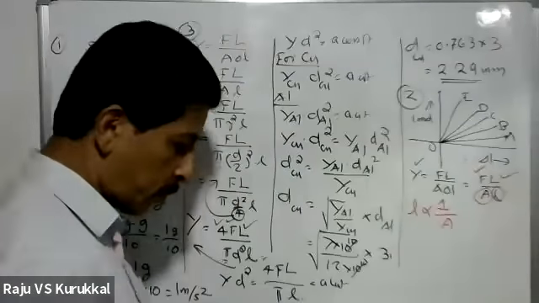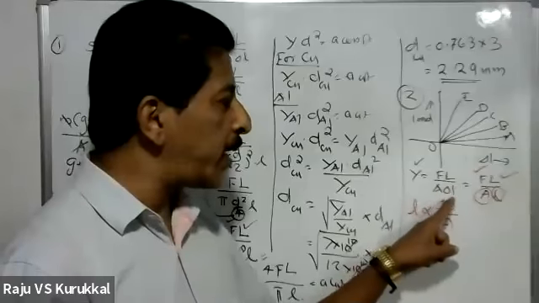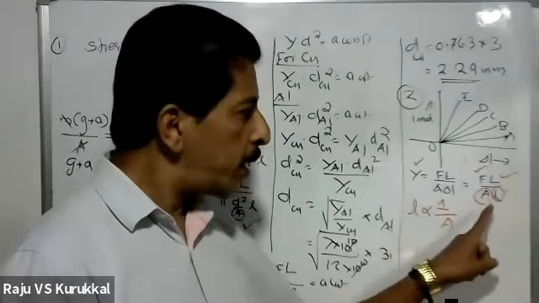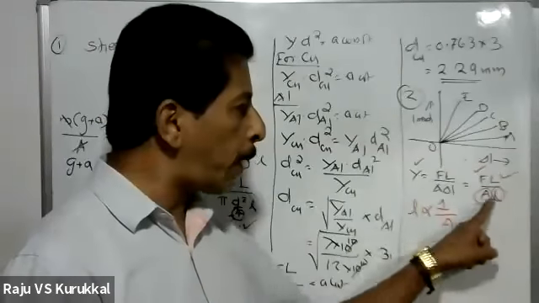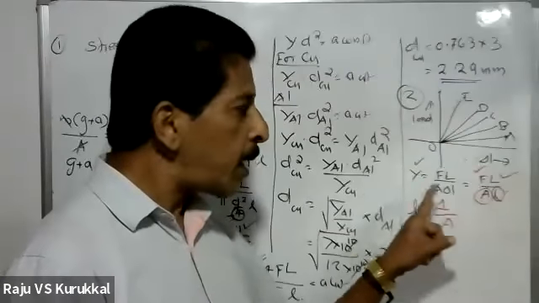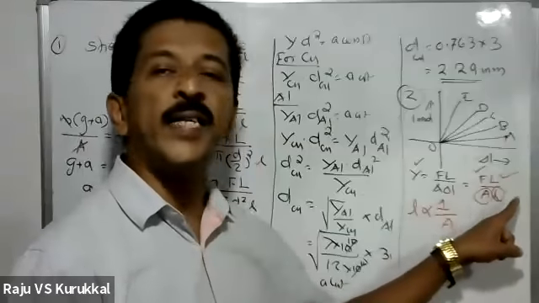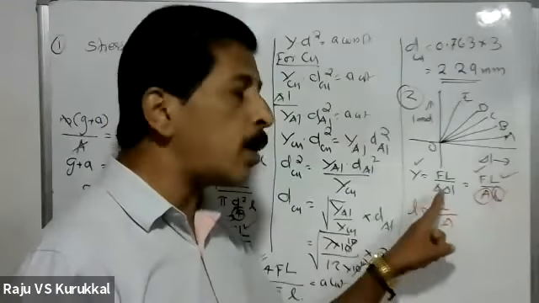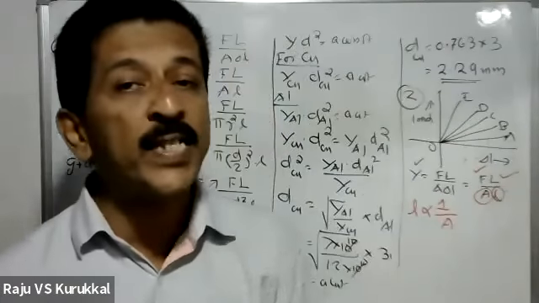ഇതാണ് ഇമ്പോർട്ടന്റ്. From this equation, Y is equal to FL by A delta L. ഈ L ലെഫ്റ്റ് ഹാൻഡ് സൈഡിൽ കൊണ്ടുവന്നു. അപ്പൊ ന്യൂമറേറ്ററിലേക്ക് പോകും. L proportional 1 by A, കാരണം Young's modulus is constant, force is constant, and initial length is constant. Therefore, change in length proportional 1 by area. അപ്പൊ ചേഞ്ച് ഇൻ ലെങ്ത് 1 by ഏരിയക്ക് ഇൻവേഴ്സ്ലി പ്രൊപ്പോർഷണൽ ആണ്.